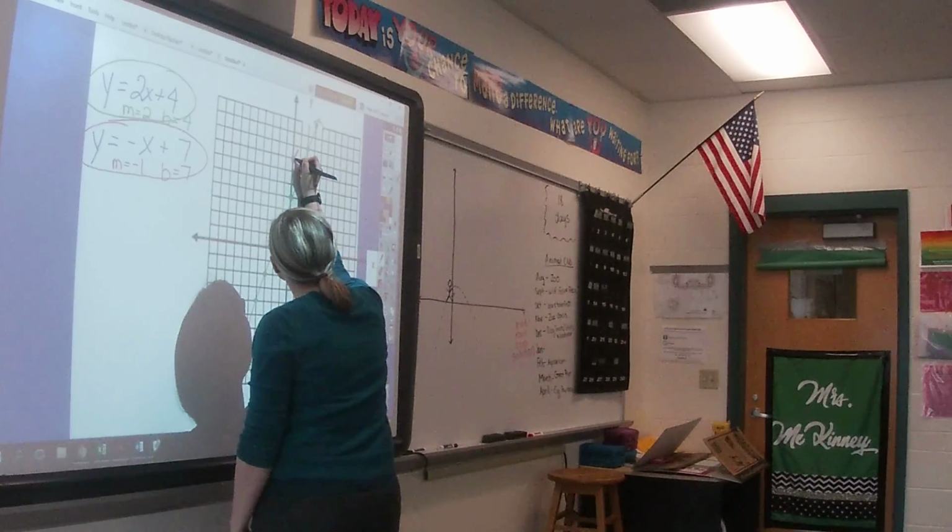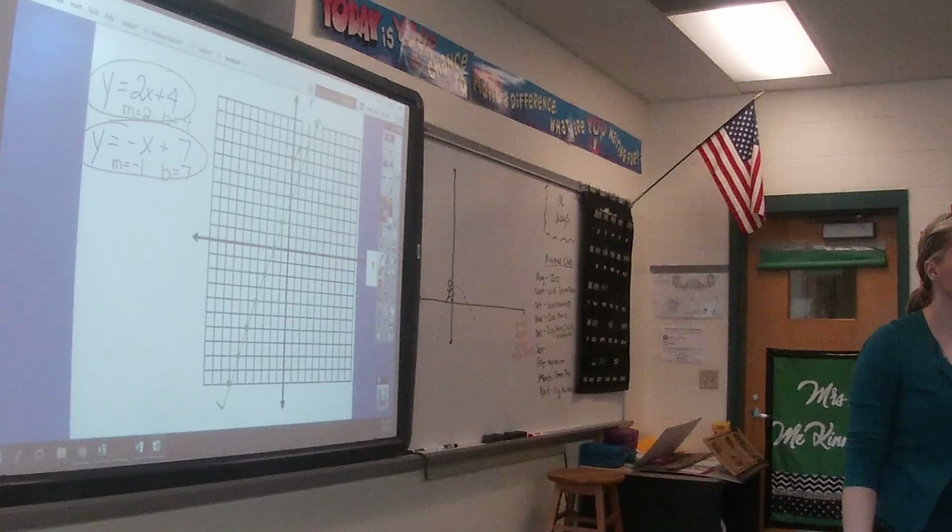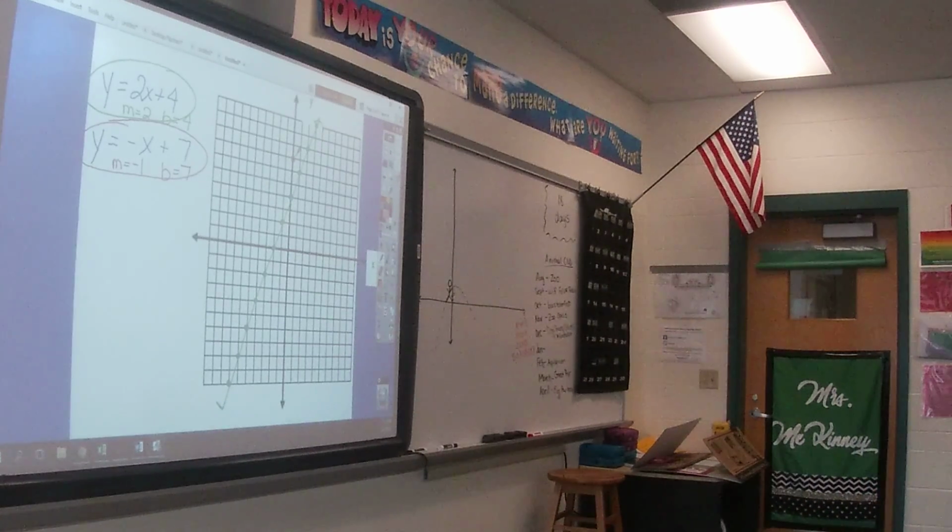What if you can't get 7 on your graph? Do what? What if you can't get 7 on your graph? Okay, get 7 on the graph. Go one above it if you need.